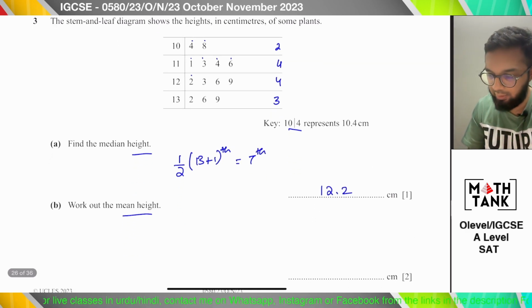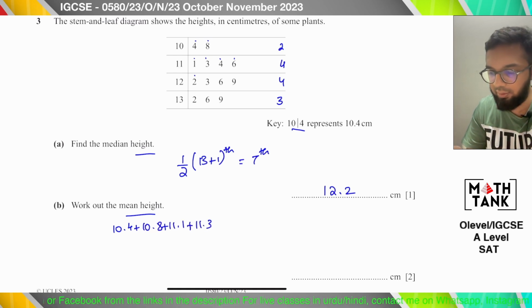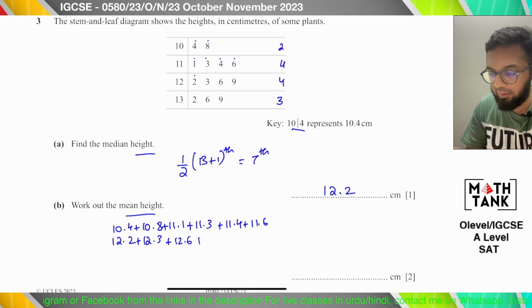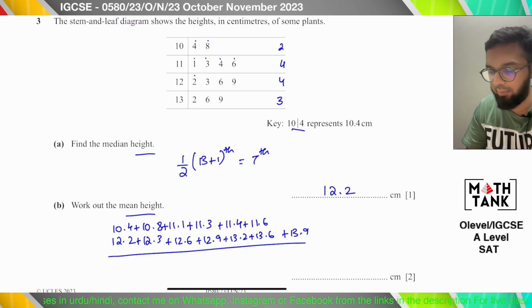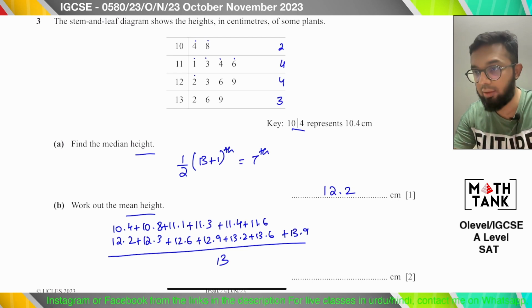Find the mean height. So I will have to add all of them. 10.4 plus 10.8 plus 11.1 plus 11.3 plus 11.4 plus 11.6 plus 12.2, 12.3, 12.6, 12.9, 13.2, 13.6, and 13.9 divided by 13. So it's a long calculation. Let's first try to do this in an intelligent way.